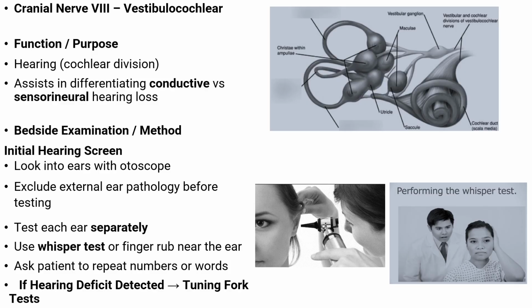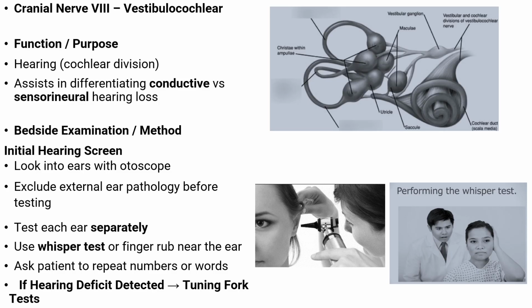When examining the vestibulocochlear nerve, the focus at the bedside is hearing. This assessment helps determine whether a patient has normal hearing and, if not, whether the deficit is conductive or sensorineural in origin. Begin with a simple screening test. Assess each ear separately by standing behind the patient and using a whispered voice or a finger rub near the ear. Ask the patient to repeat the words or numbers they hear. This quick step tells you whether hearing is grossly intact and whether further testing is needed.